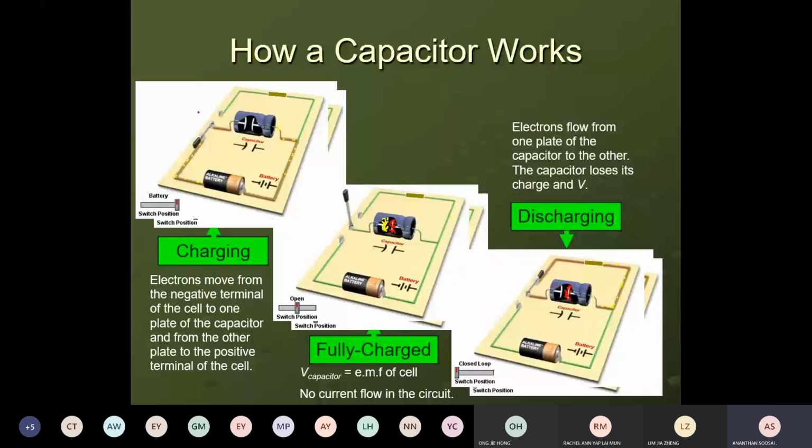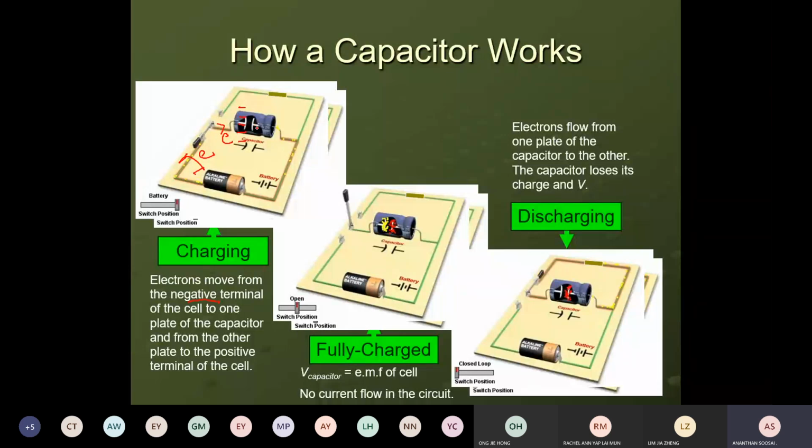When the switch is connected, the electrons move from the negative terminal, which is at the back. The electrons move from the negative terminal and make the left plate negatively charged. Electrons move from the negative terminal of the cell to one plate of the capacitor, and from the other plate to the positive terminal of the cell. The electrons accumulate at this side. These electrons won't jump to the other plate.